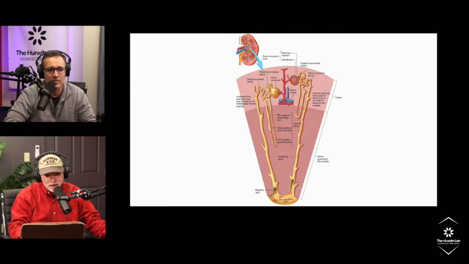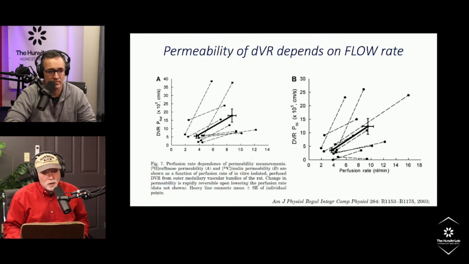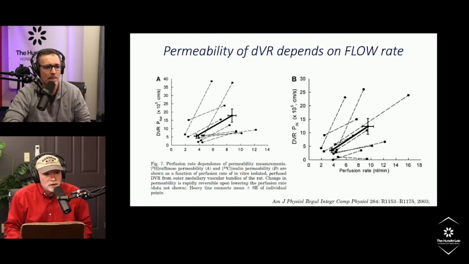Drawing. Exactly. And you have to remember that these are funneling down. Yeah, right. These are, because collecting duct is collecting duct. Right. That's why they call it the collector. So here's just a slide to demonstrate the flow effect.